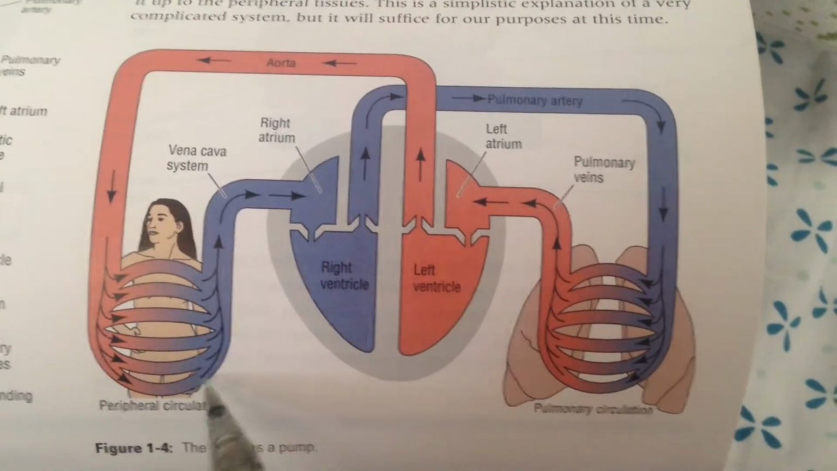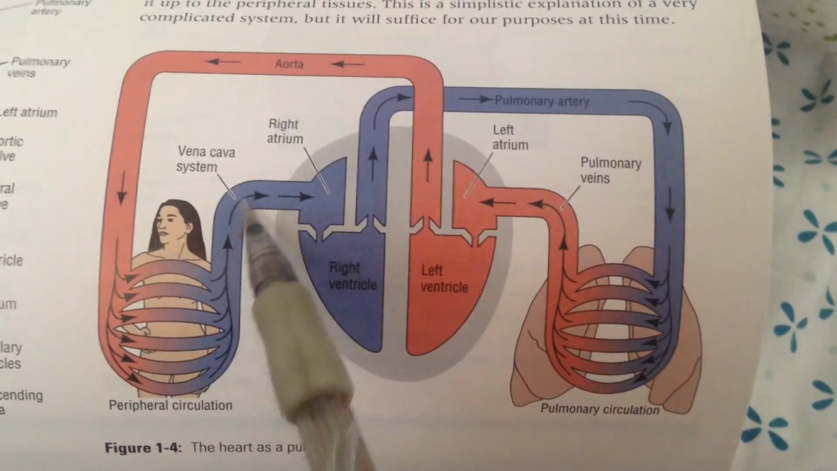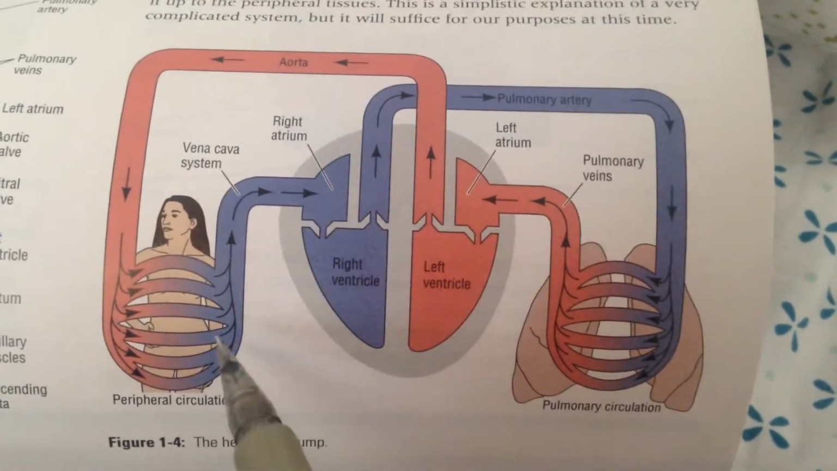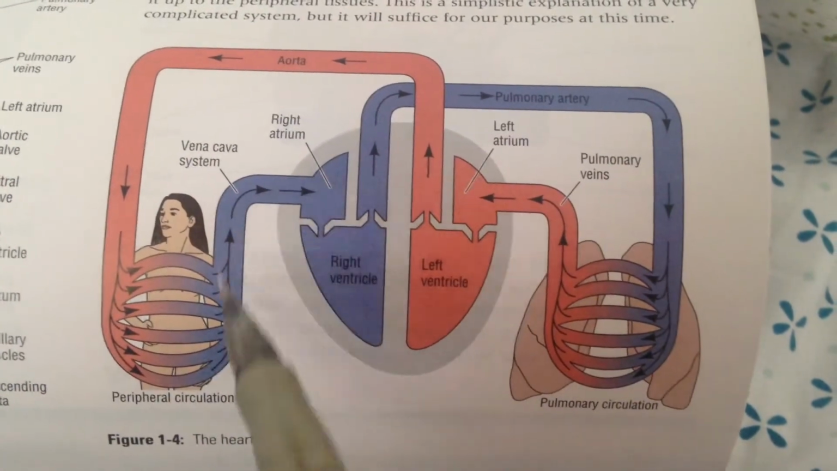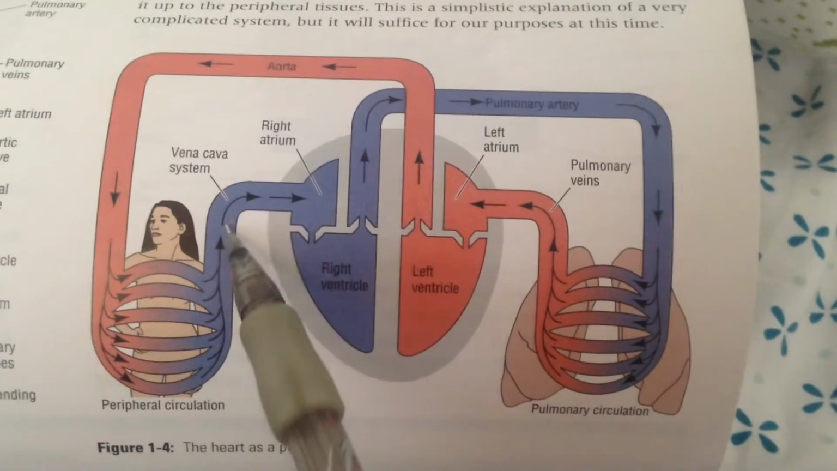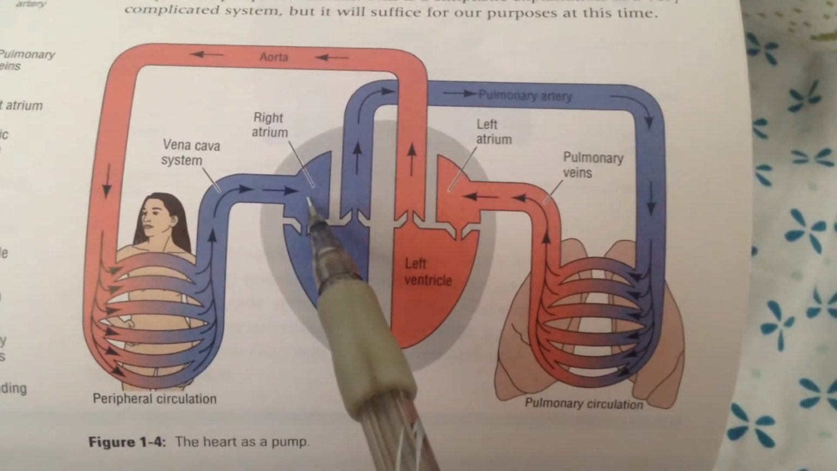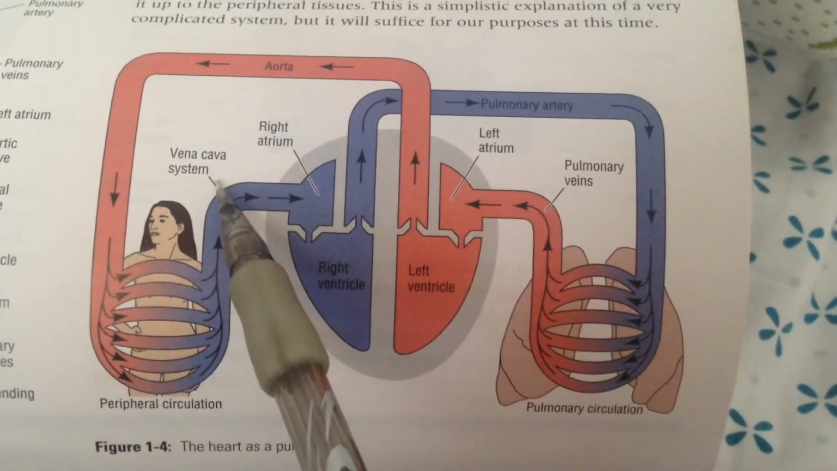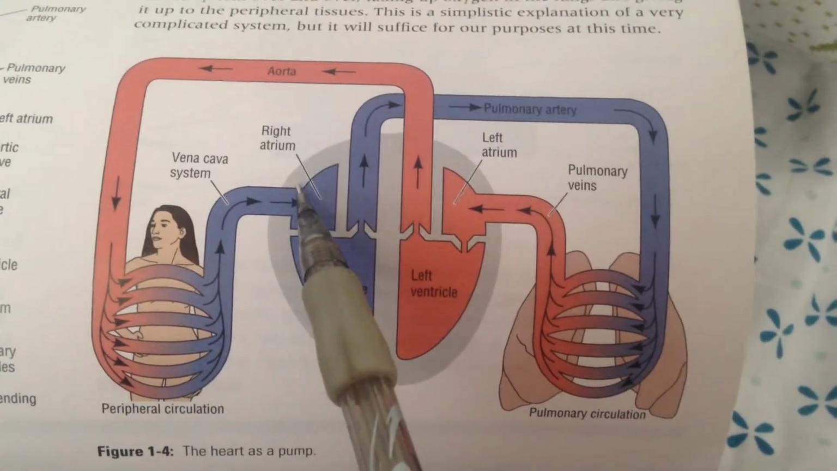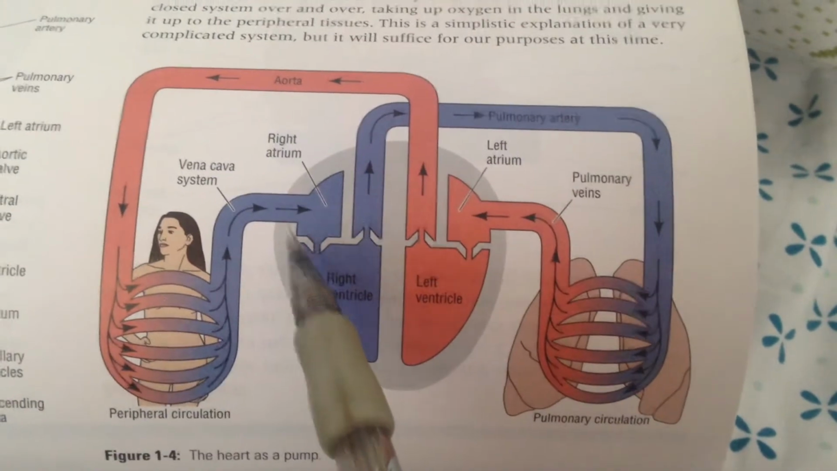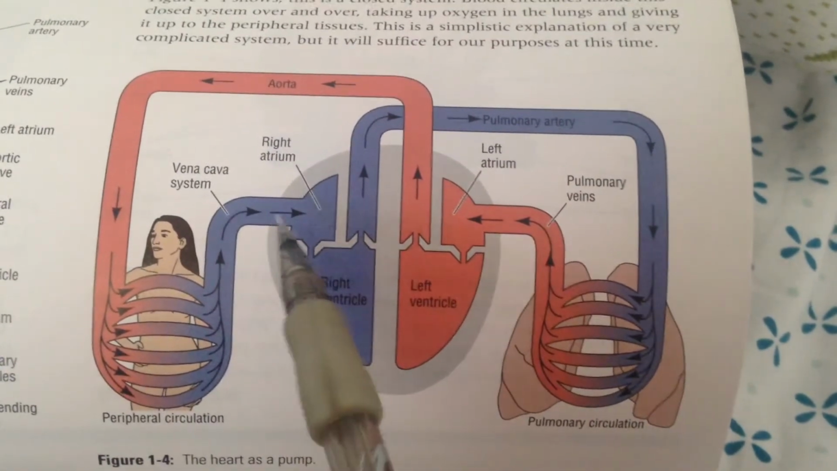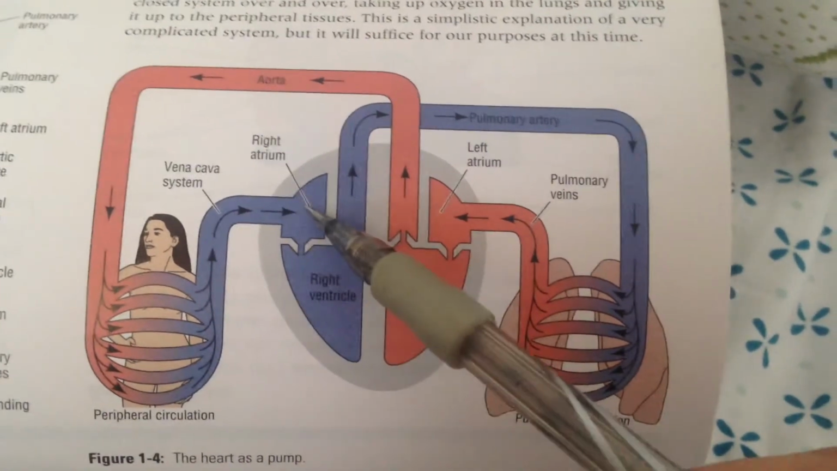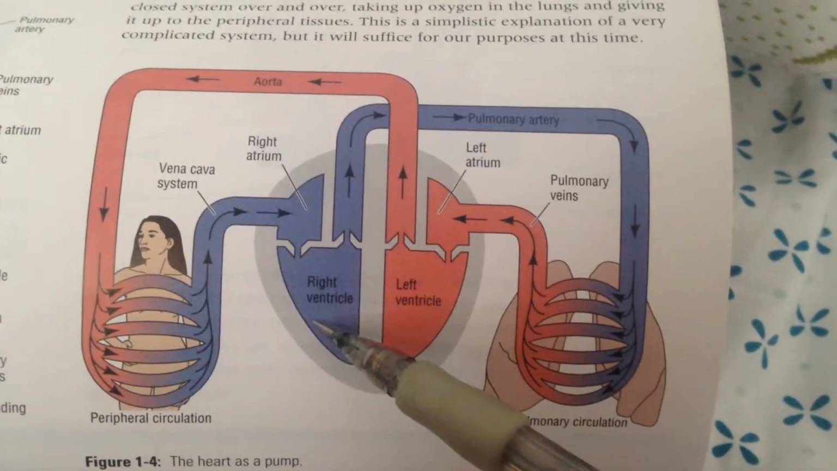So blood is going through the vena cava system into the right atrium. And as you can see, deoxygenated blood is going from the body through the vena cava system into the right atrium. The vena cava system is composed of inferior vena cava and superior vena cava, bringing in deoxygenated blood from the upper and lower portion of the body to the right atrium, which is then pumped to the right ventricle.